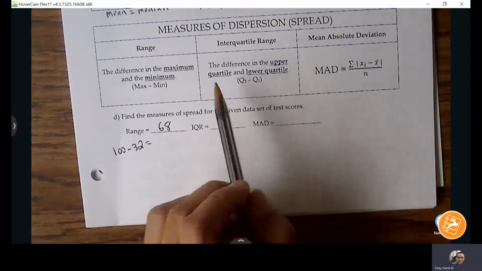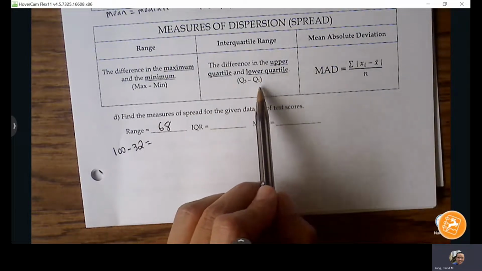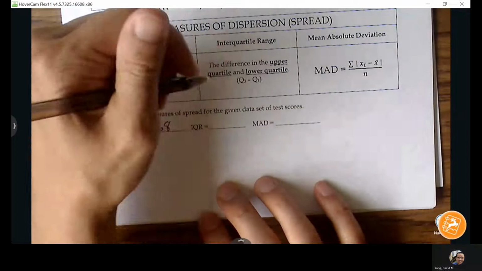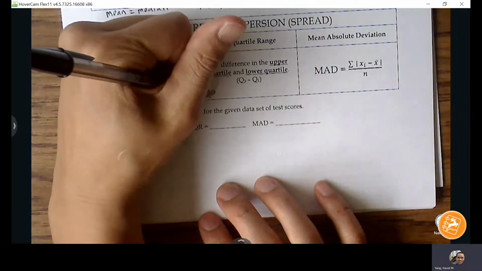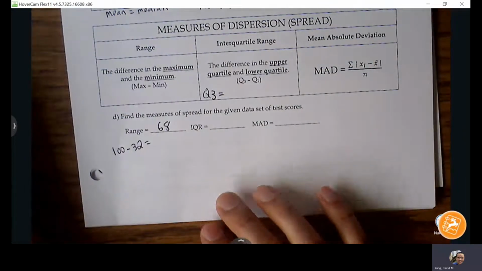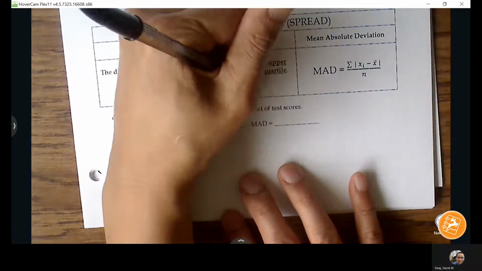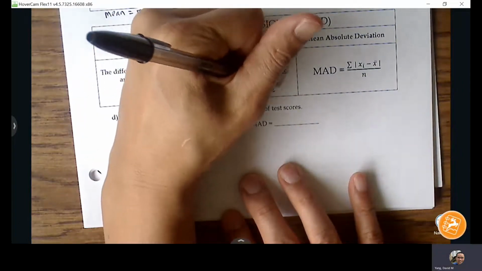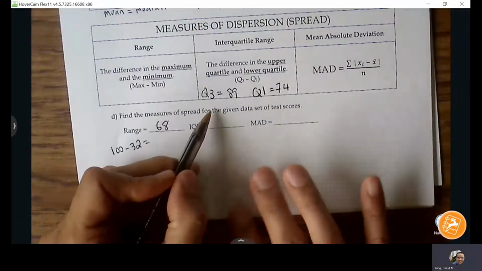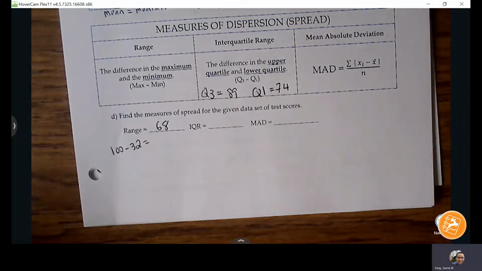IQR is the difference in the upper quartile minus lower quartile. So this is Q3 minus Q1. We know Q3 from the previous problem was 89. Q1 was 74. So Q3 minus Q1 is going to be your interquartile range. Okay, 15.